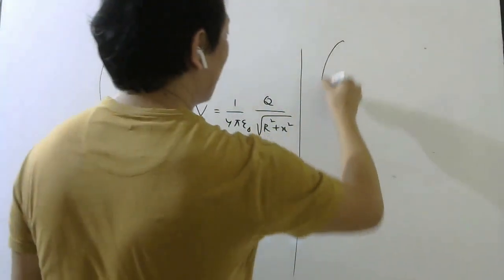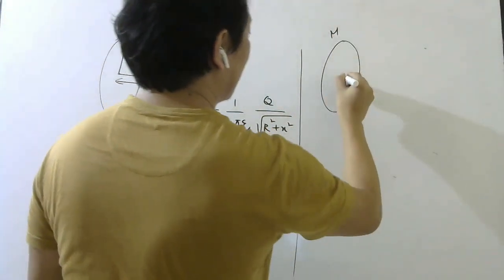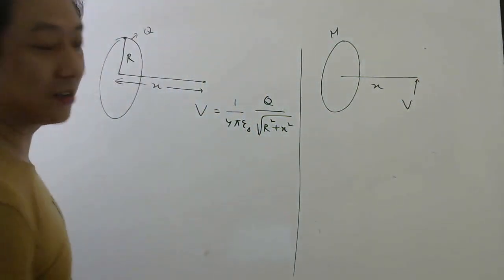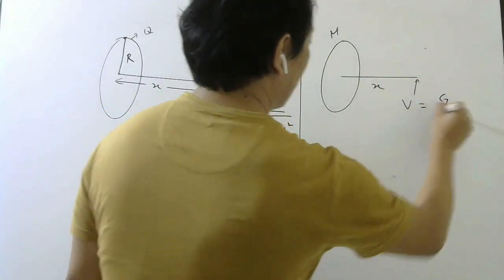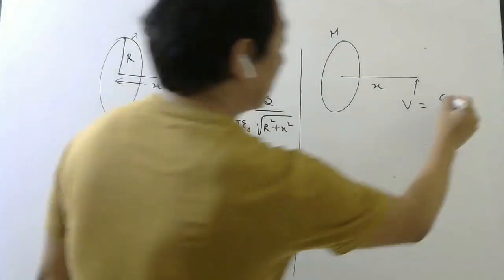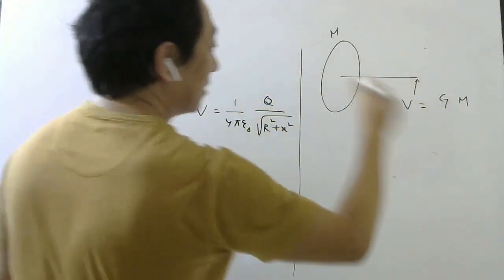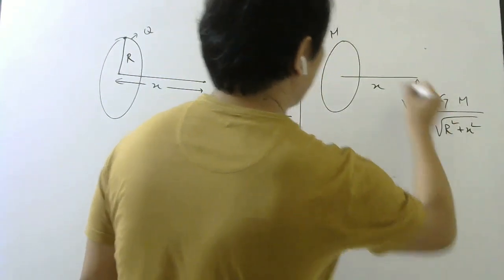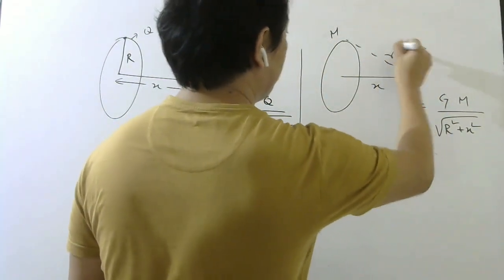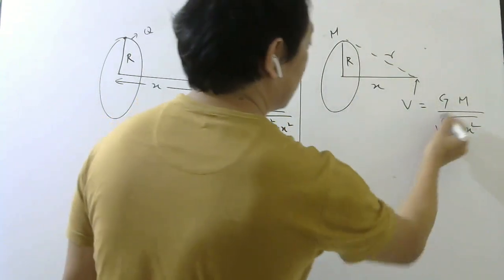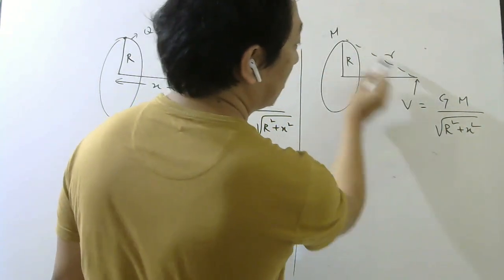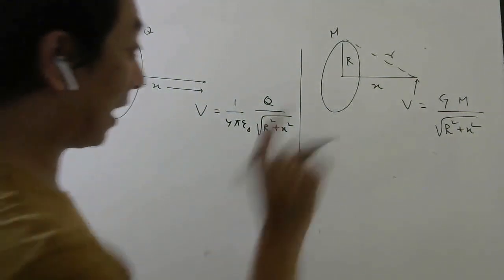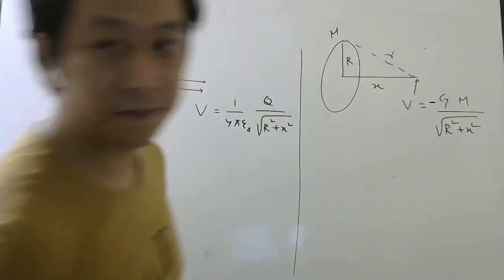Similarly, if I give you a ring of mass, at a distance x, if I want gravitational potential, how will you write? 1 by 4 pi epsilon naught will be G. This will be your source mass divided by root over r square plus x square, which is basically this r, no? You can write small r also, but remember small r should be this hypotenuse, which is root over r square plus x square, and we must put minus sign.